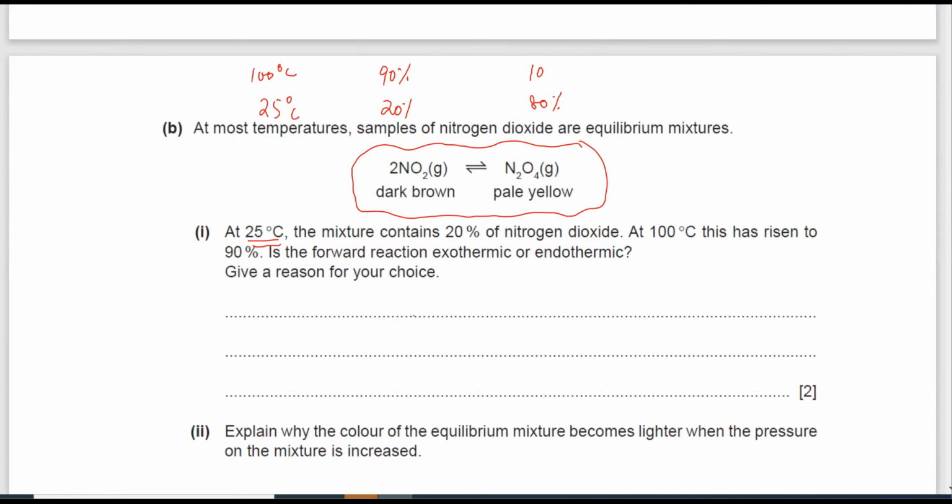First, what does Le Chatelier's principle say? Whenever you increase temperature, which reaction should be favored? The endothermic reaction is supposed to be favored. That is what Le Chatelier's principle states: whenever you increase temperature, endothermic would be favored. So look here, which one is favored.